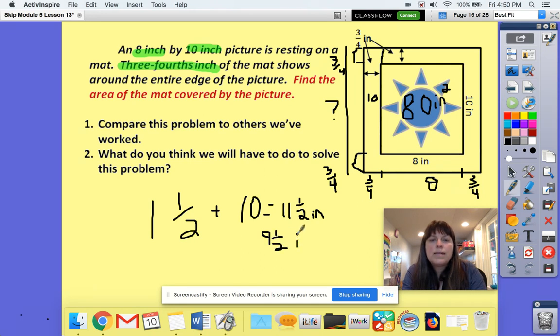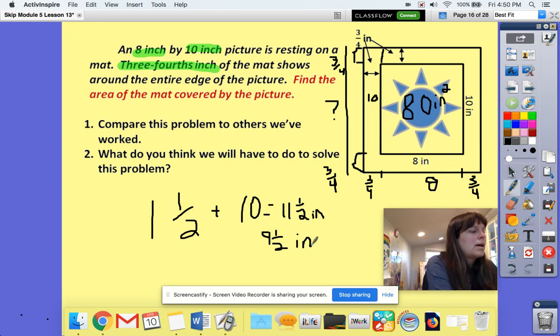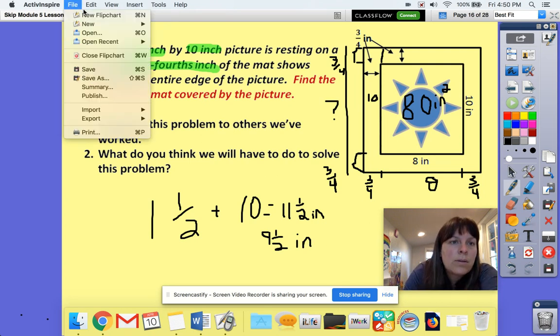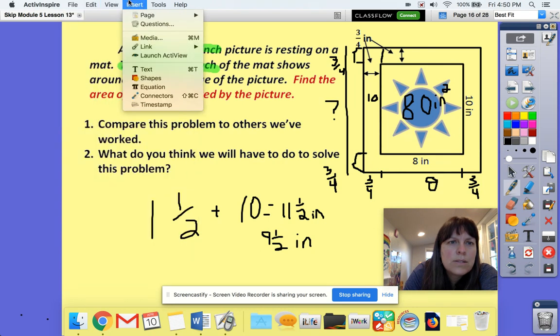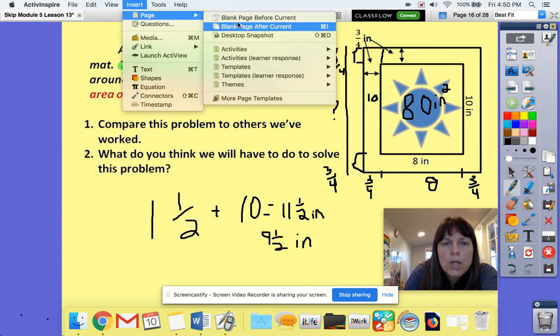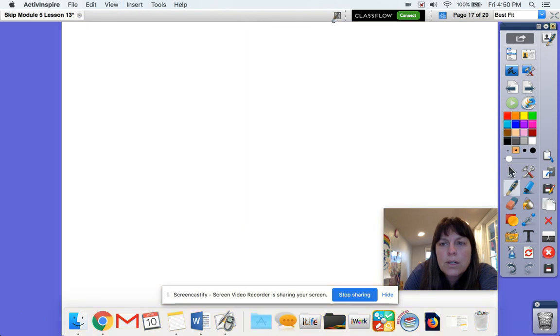Okay, so if we're finding the area, then we're going to be multiplying 11.5 times 9.5. If you want, you can go ahead and do an area model. Insert a page after. Okay, so we can do an area model for this problem.